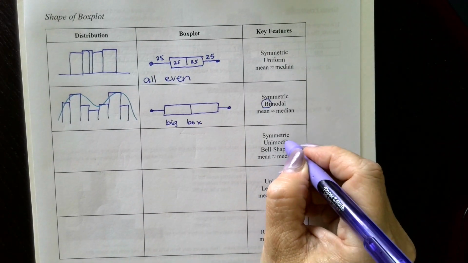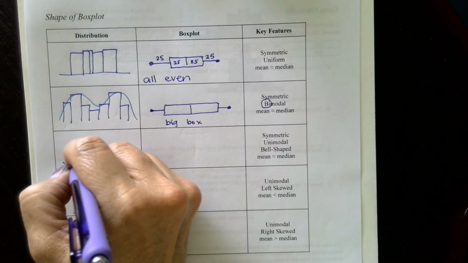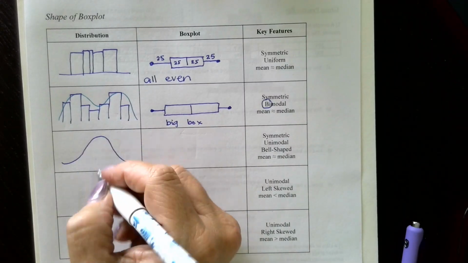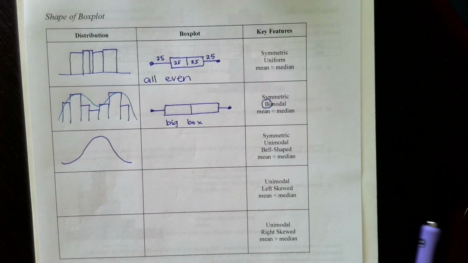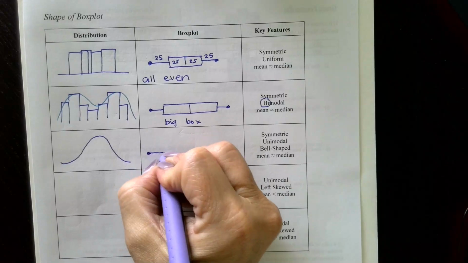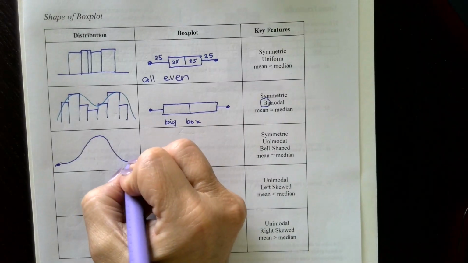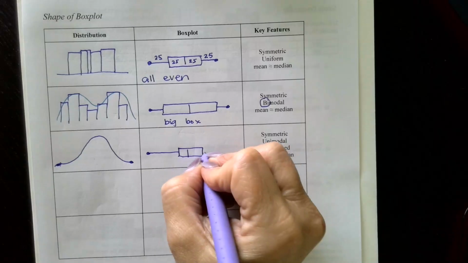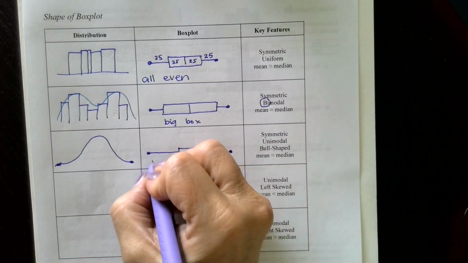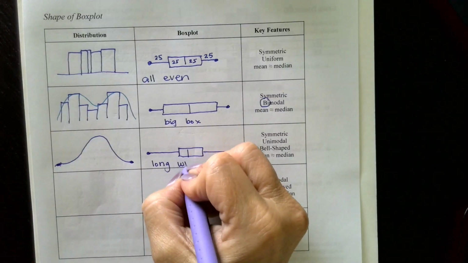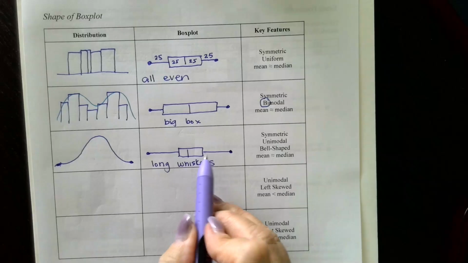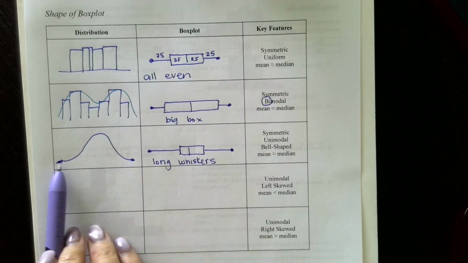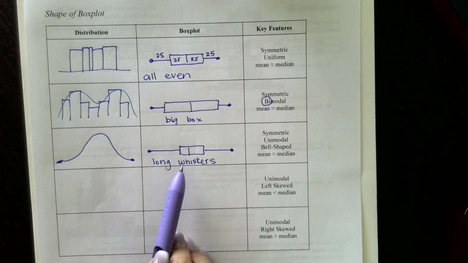If I have something that's symmetric and unimodal, it's going to look like this. This is a very famous curve that we're going to spend a lot of time dealing with. I've got potential outliers out here, so I have long whiskers. I've got my box here, and then long whiskers on the ends. That's what these little lines are called. Sometimes the box plot is called a box and whiskers plot because of this. So this bell-shaped unimodal distribution is going to have long whiskers.